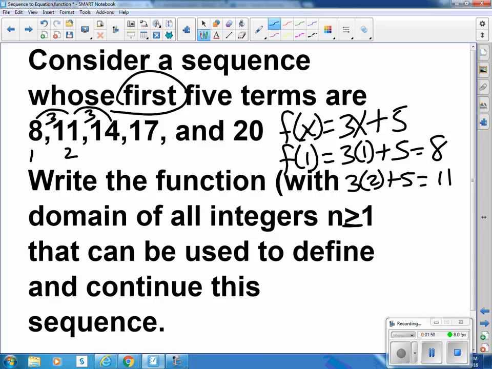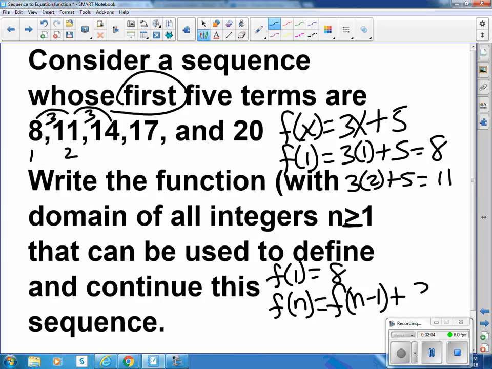So we know that f of 1 is 8 and f of n is equal to f of n minus 1 plus 3. So if I wanted to get f of 2, the second one, I just go to f of 1 and add 3. F of 1 is 8. 8 plus 3 is 11, so that works.